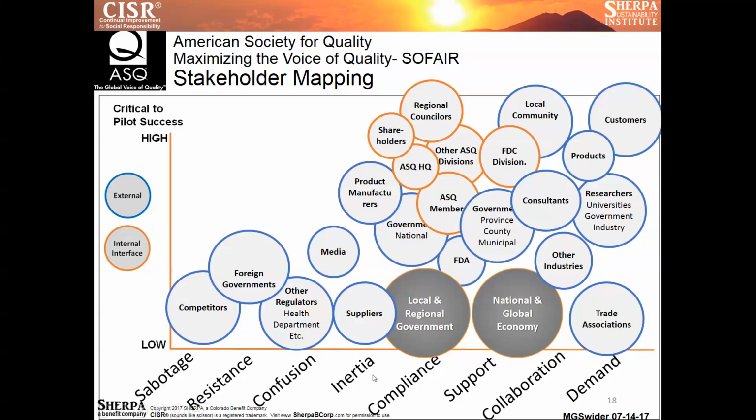Inertia, people who can go either way, help you or not help you, sabotaging your project. That will be people in the middle here, like suppliers, product manufacturers, or groups that are in compliance, like the regional government. FDA is there as well. People you see as stakeholders that will support your efforts. And here we have the division and other ASQ divisions.